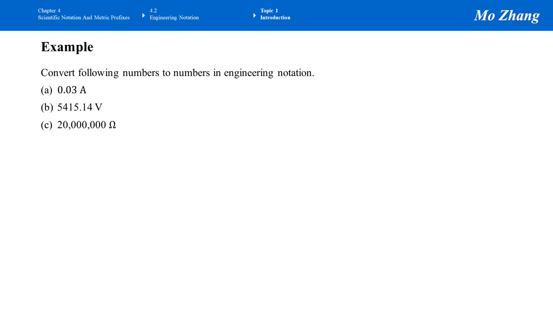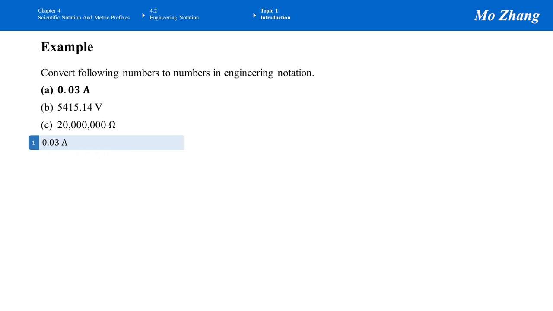Now let's work on these 3 more numbers. For A, it is 0.03 ampere. We want to convert it to equivalent engineering notation. Put the number down, 0.03 A. The absolute value of it is outside the range. It's less than 1. We need to move the decimal point to the right in order to make the number fall in the range. That range is between 1 and 1,000.